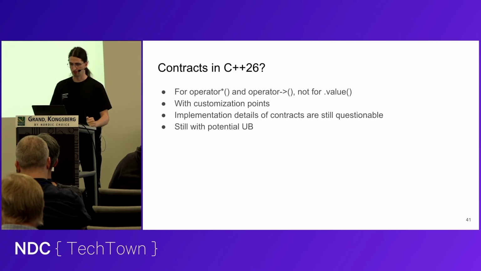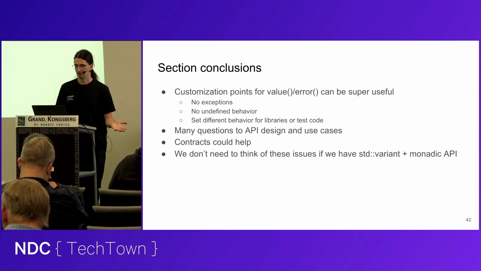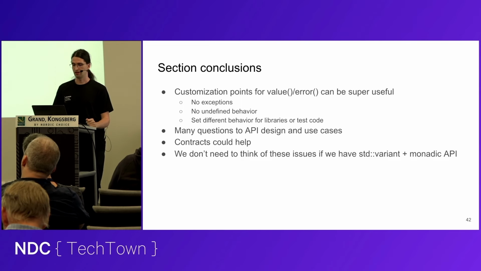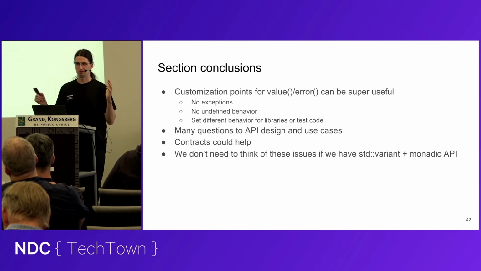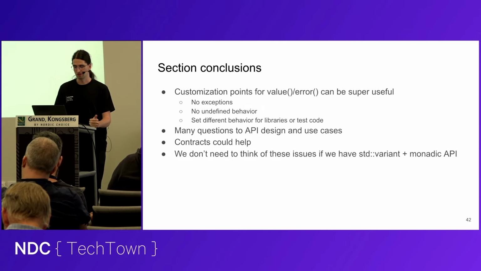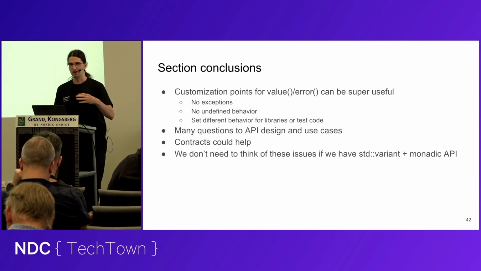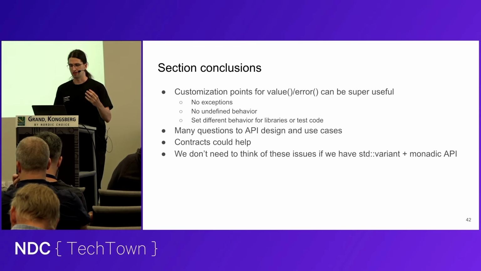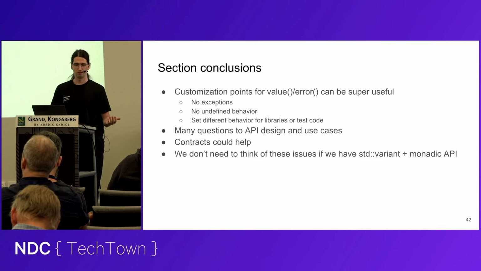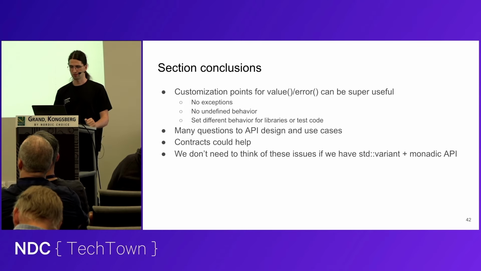As the conclusions, we have no customization points that can be quite useful. And there are many questions to API design of those things. And contracts potentially could help. But if we had std::variant plus Monadic API either attached to the class itself or free through pipe, we would never have had those issues.